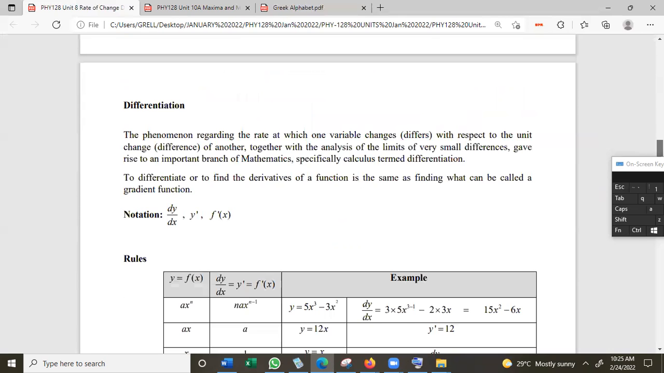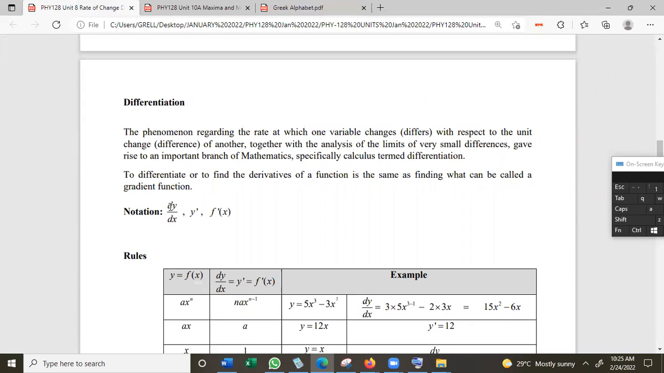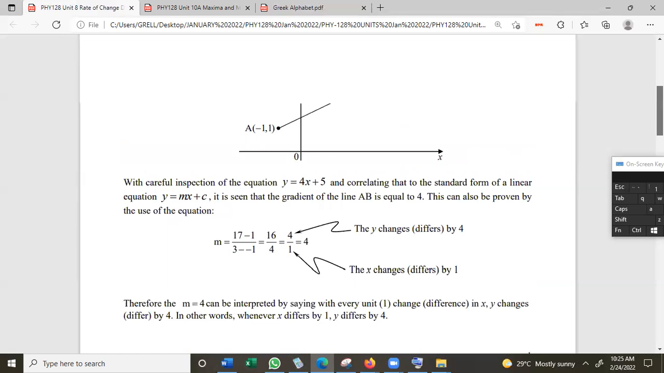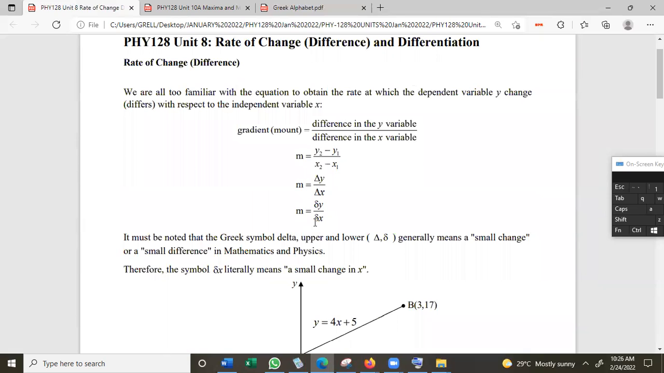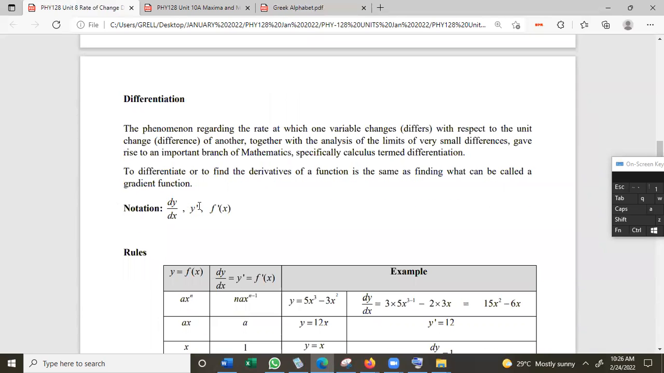All right, and here you have the notations for it. You have dy over dx. Remember, when you see this, it means small change in y over small change in x. All right, and then you have y prime. That's another notation for differentiation to simplify things, because when you're writing in your math book, this is a fraction, so it might be too cumbersome to write a fraction. So they created that notation.